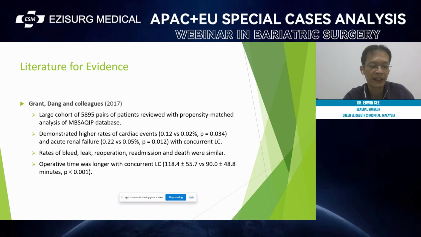Now, Dang and colleagues also did a review on a cohort of nearly 6,000 patients with propensity match analysis using the MBSAQIP database, and found that there is a higher rate of cardiac events and acute renal failure with concurrent cholecystectomy. However, the rate of bleeding, leak, reoperation, readmission, and death was similar in both groups. The operative time was longer with concurrent cholecystectomy, on average about 23 minutes.